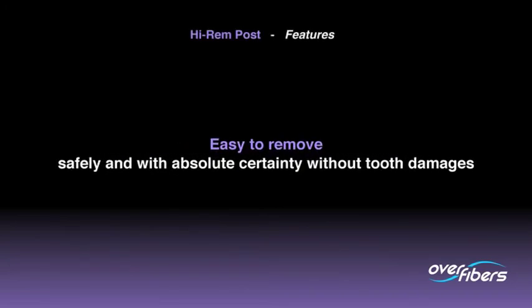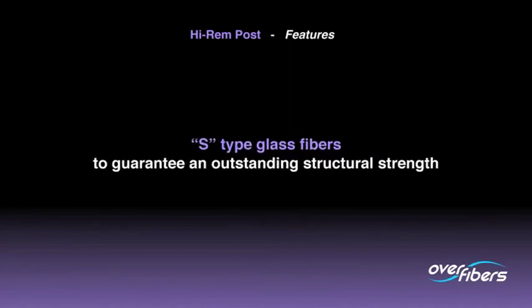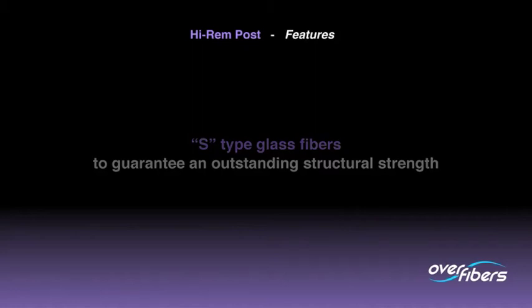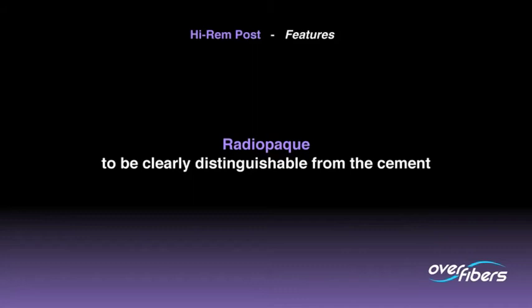High rem post. Features. Easy to remove. Safely and with absolute certainty without tooth damage. Highly retentive surface, which increases up to 40% the adhesion post-cement. S-type glass fibres, to guarantee an outstanding structural strength. Translucent, to accelerate the activation of dual cements. Radio opaque, to be clearly distinguishable from the cement.